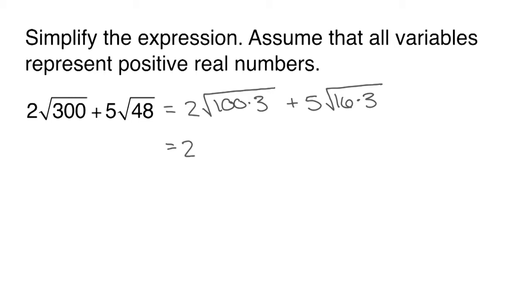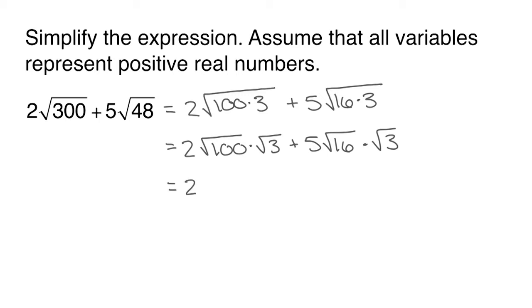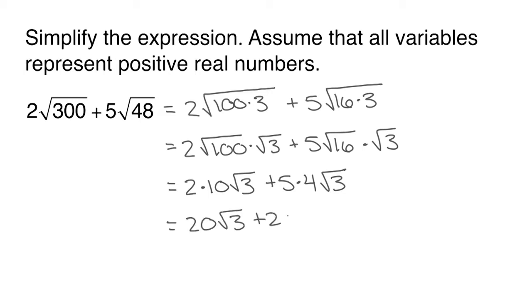Now, this is equal to 2 times the square root of 100 times the square root of 3 plus 5 times the square root of 16 times the square root of 3. Evaluating the square roots of the perfect squares, we have 2 times 10 times the square root of 3 plus 5 times 4 times the square root of 3. Simplifying by multiplying the coefficients of the radicals, we have 20 times the square root of 3 plus 20 times the square root of 3.